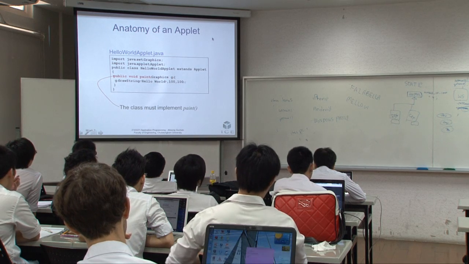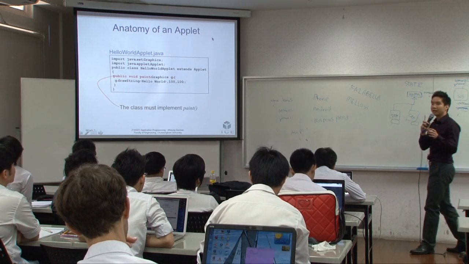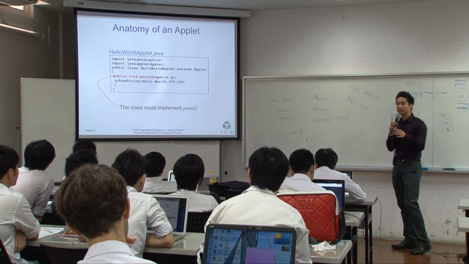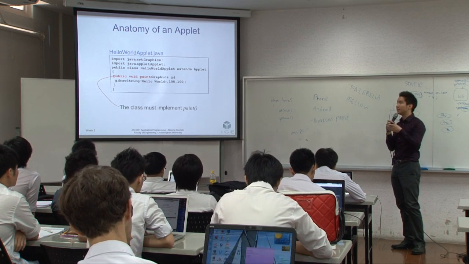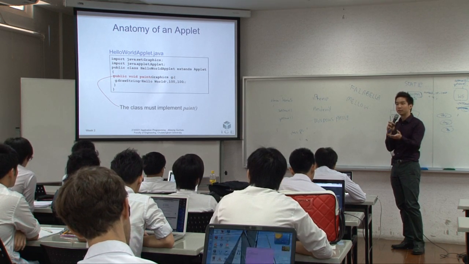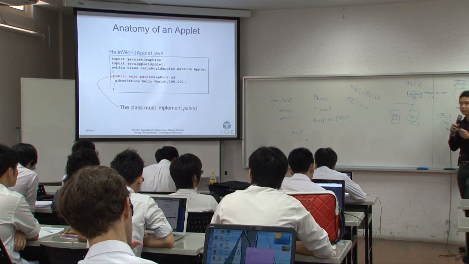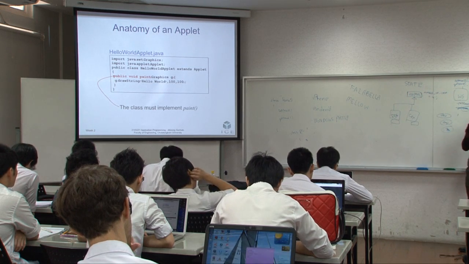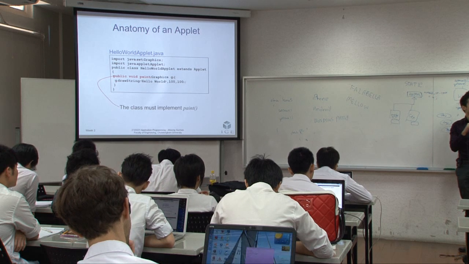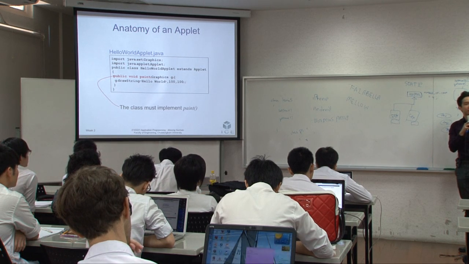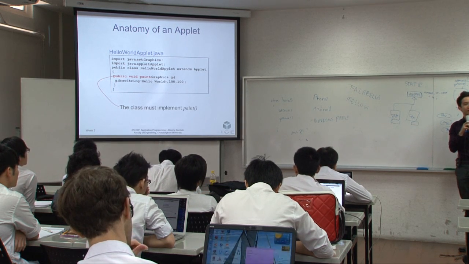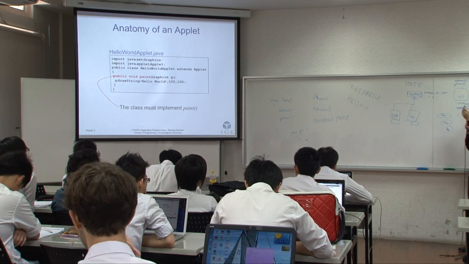Okay. In this case, you want to draw a hello world string. You customize the framework to do what you want to do. So is that clear? The key takeaway from here is that the paint method is going to be where the bulk of your code resides in. This is your main method.